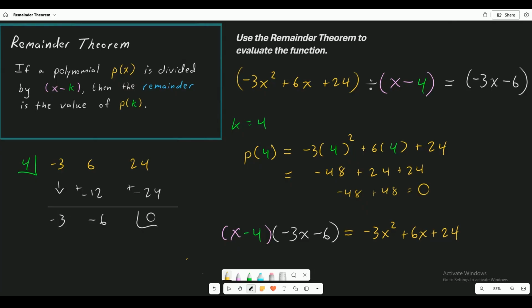Very, very cool. So the remainder theorem gives us a quick glance: if we pick a value for k, then x minus k is going to be a factor if the remainder is 0. So that's how we can use it real quickly.